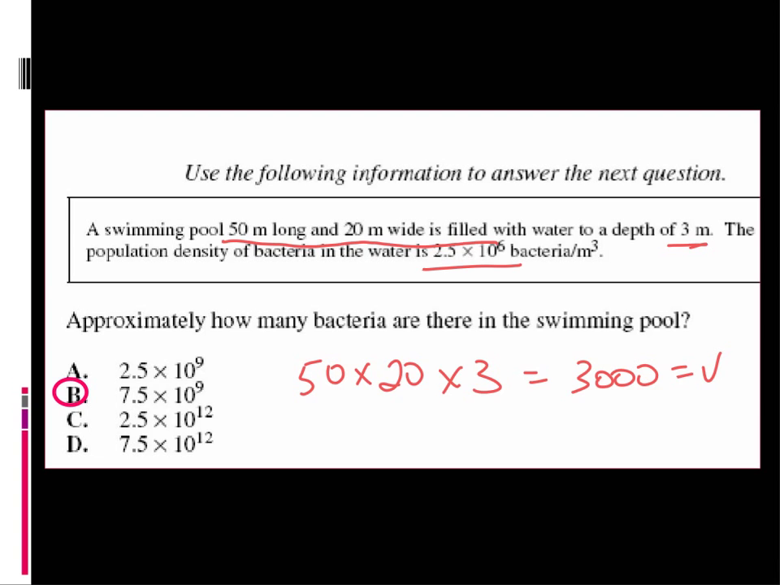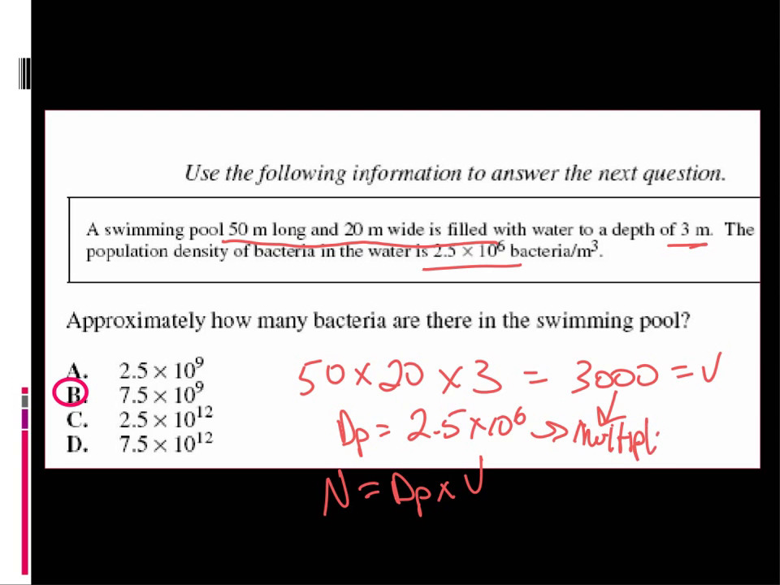We already know that our population density is 2.5 times 10 to the 6th. We have rearranged or manipulated our formula, so our number N is going to equal density times volume. We multiply this value times that value, and we will get an answer for N to equal 7.5 times 10 to the 9 bacteria.